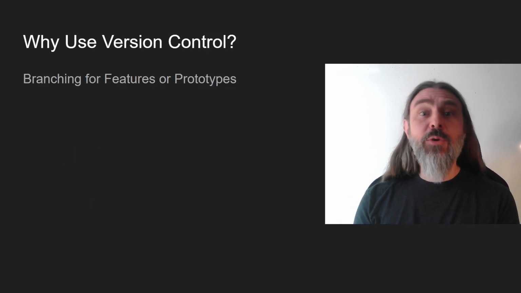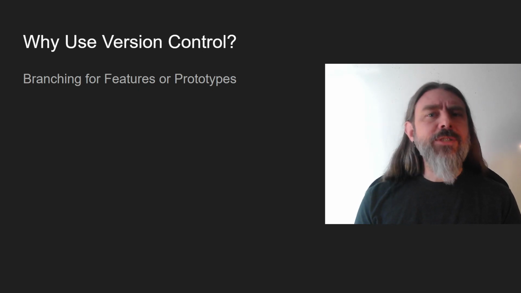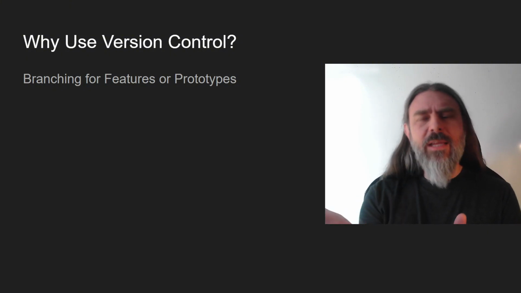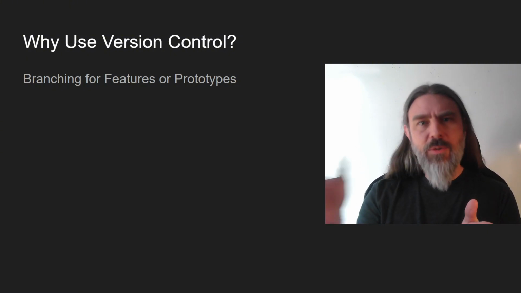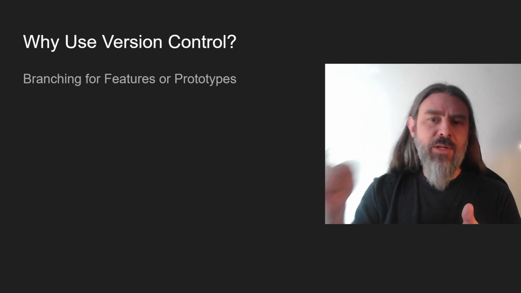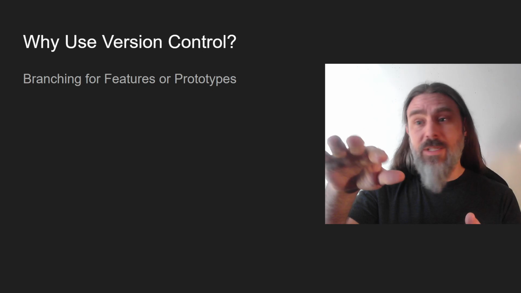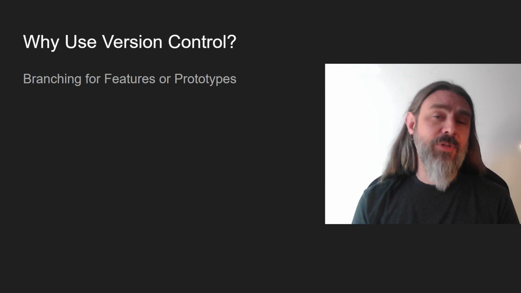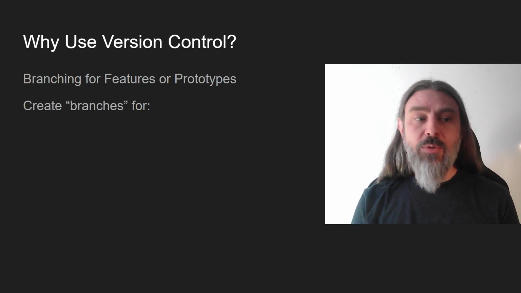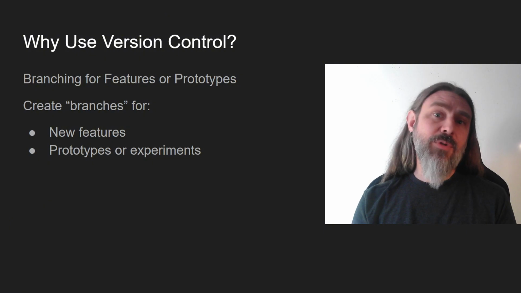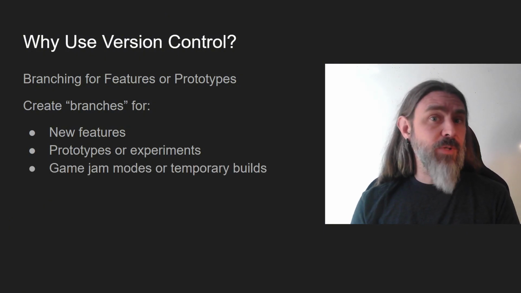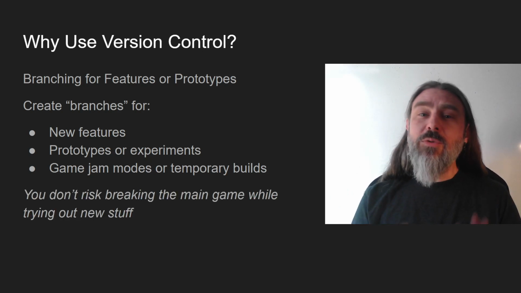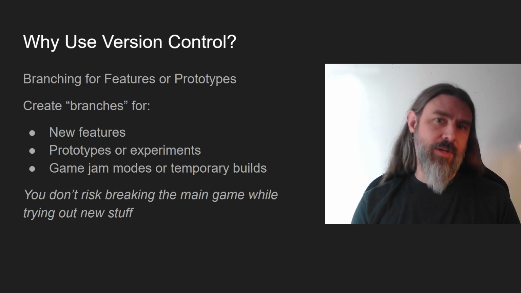Also, you can branch for features or prototypes. Branching is when you take your project and you create a separate version that branches off, and you can experiment in that version knowing that the original version is safe. You could get rid of the experiment, or you could decide that's the new main version that you're going to move forward with. So for example, you create branches for new features, prototypes, or experiments, or if you're going to do a special game jam mode or temporary build. The point is that you don't risk breaking the main game while trying out new stuff.